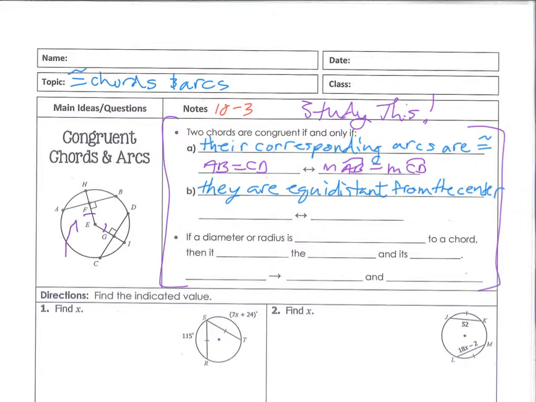So if these distances here are congruent, then you can conclude that the chords are congruent. So it's a lot of stuff you're going to have to remember. So therefore, AB, the measure from A to B, is exactly equal to the measure from C to D if and only if the measure from E to F, that's that center measurement, is exactly equal to the measure from E to G.